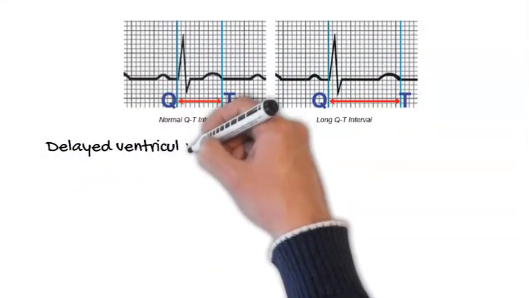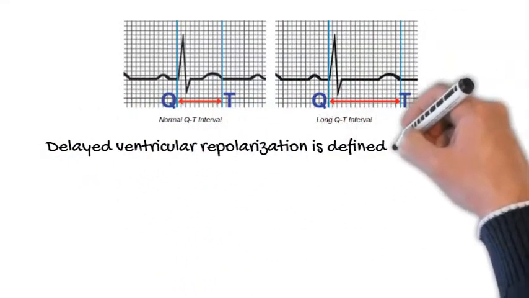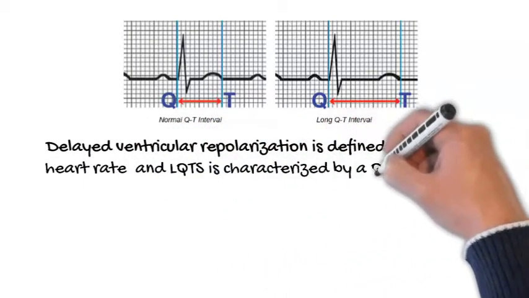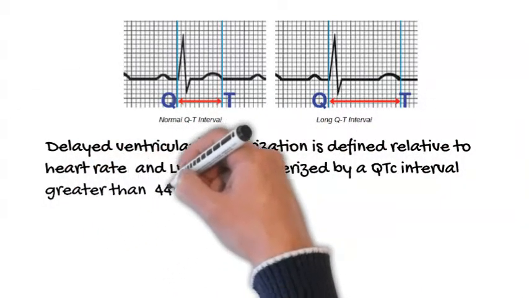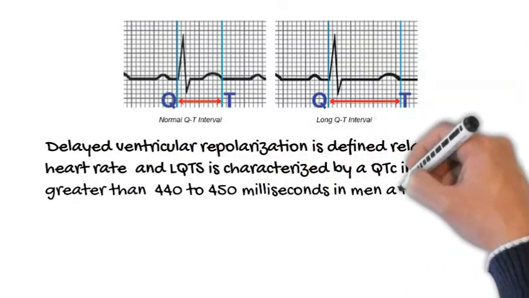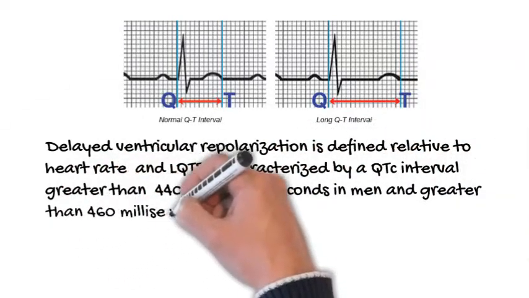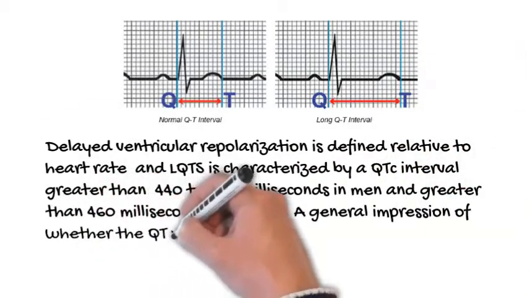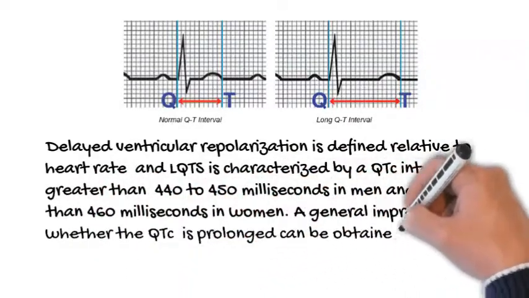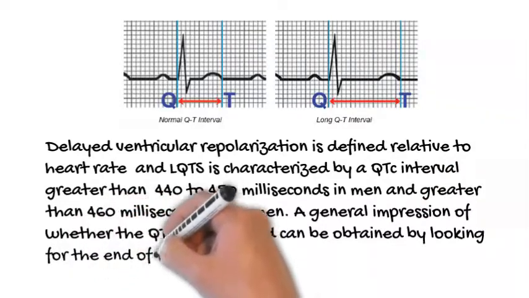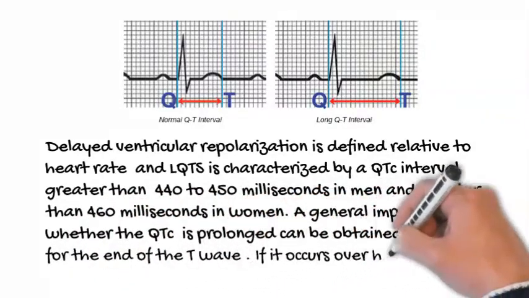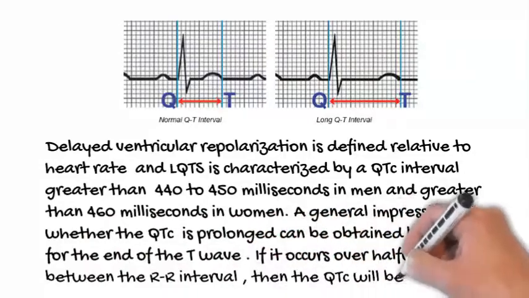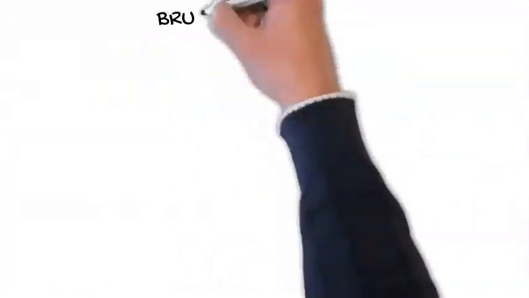Delayed ventricular repolarization is defined relative to heart rate, and LQTS is characterized by a QTc interval greater than 440 to 450 milliseconds in men and greater than 460 milliseconds in women. A general impression of whether the QTc is prolonged can be obtained by looking for the end of the T wave. If it occurs over halfway between the RR interval, then the QTc will be prolonged.